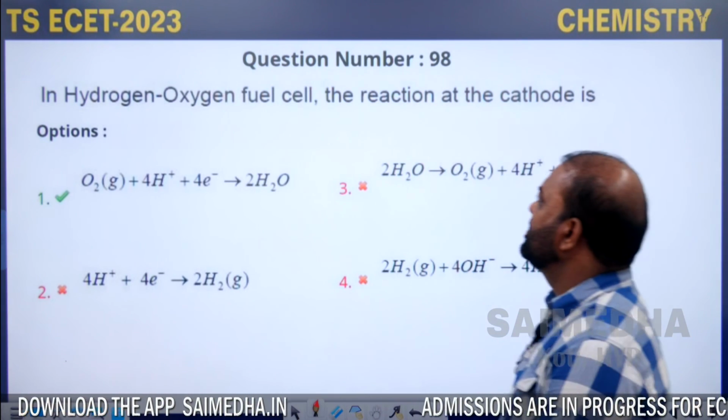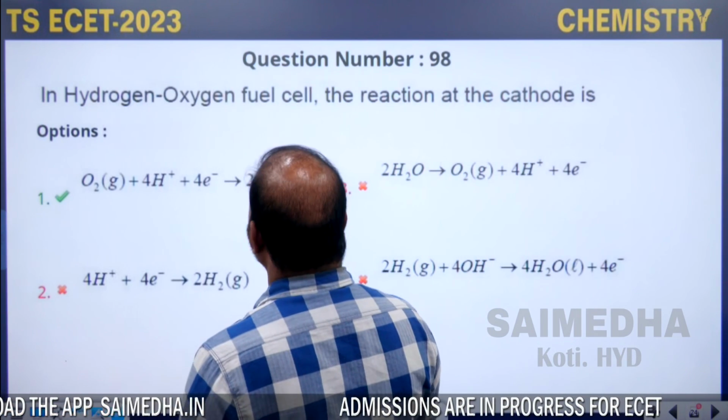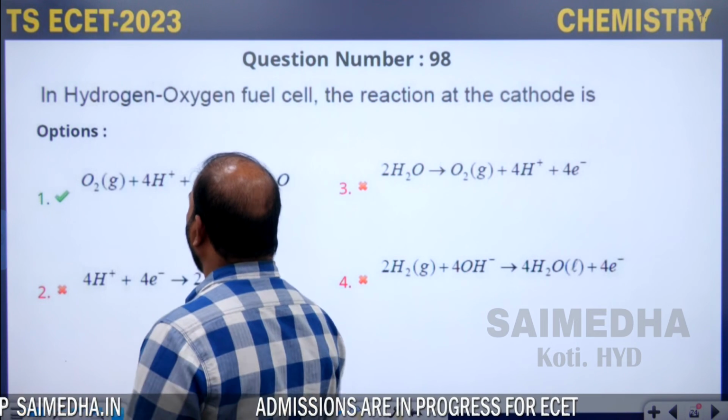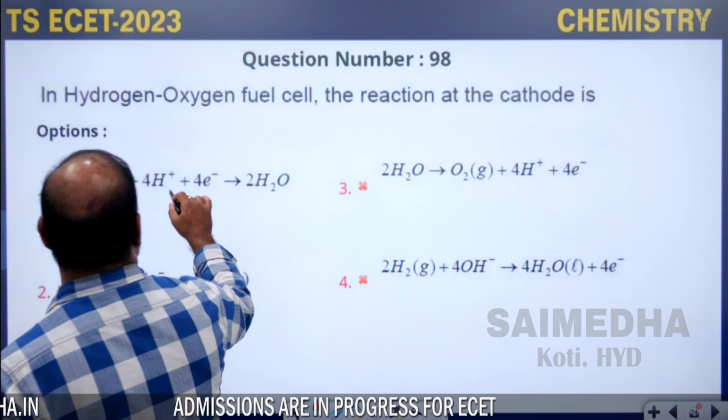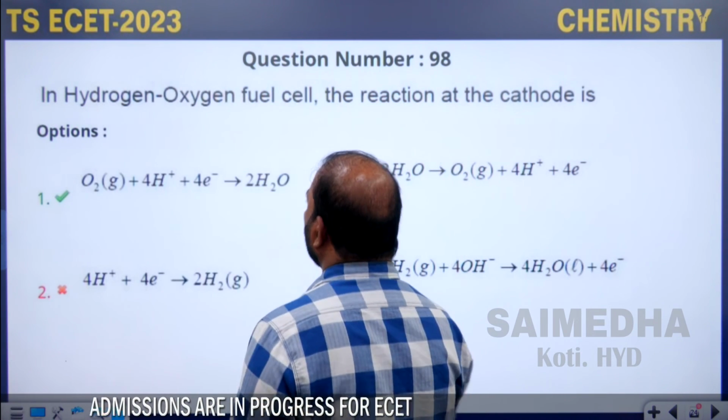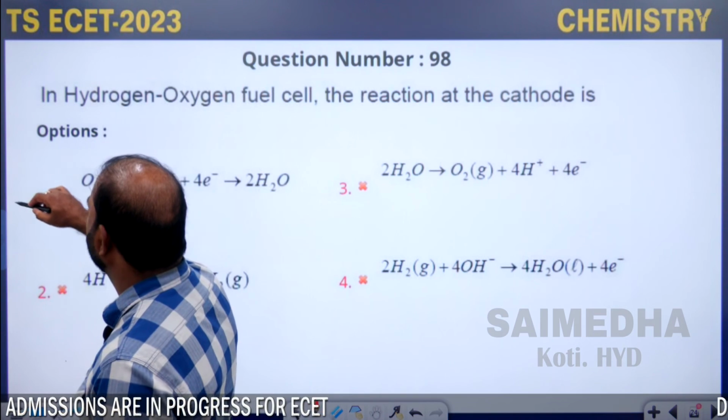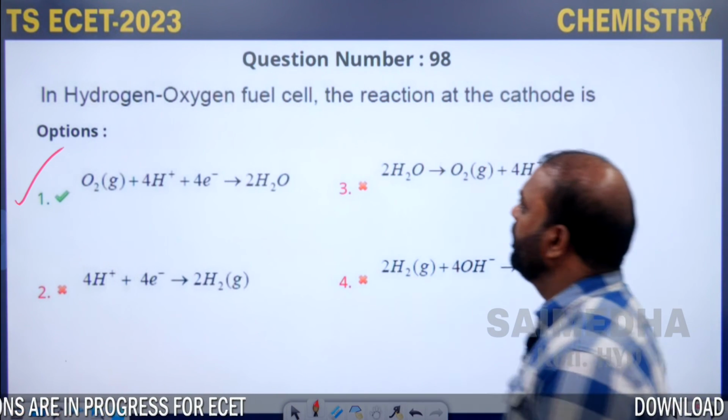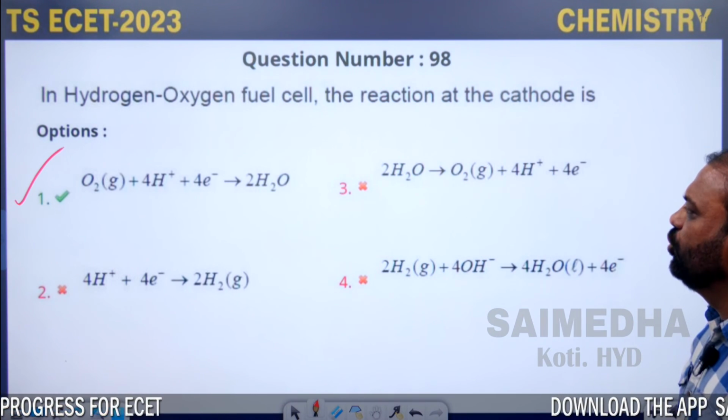In the hydrogen oxygen fuel cell, the reaction at the cathode is clearly mentioned in the option itself. Oxygen plus 4 hydrogen ions plus 4 electrons gives rise to 2H2O. This reaction takes place usually at the cathode in the hydrogen oxygen fuel cell.